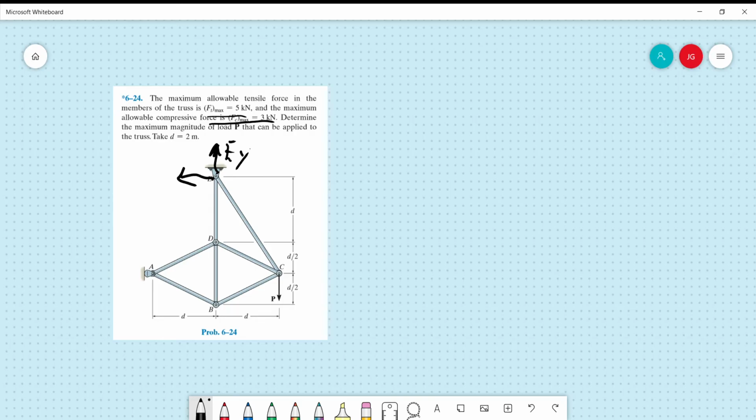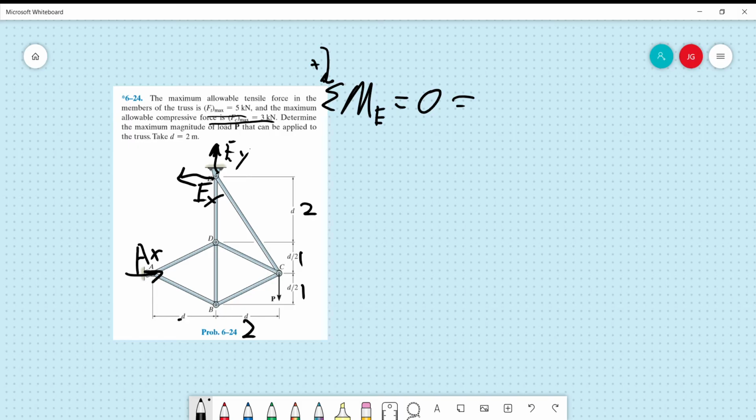EY and EX and then AX. Alright. And the first thing we do is sum moments about E and set that equal to 0. We're going to say this way is positive. So that would give me, and this is with D equal to 2 meters, so that's 2 there, that's 1, that's 1, that's 2, that's 2.